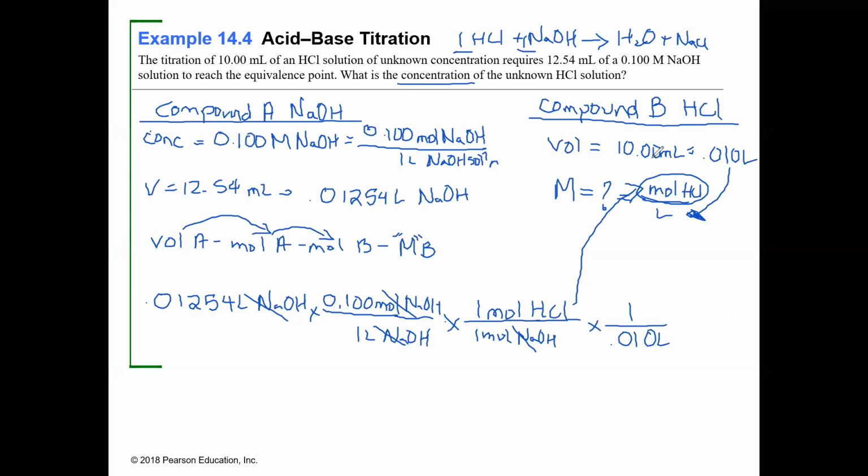So running that through our calculator, 0.01254 times 0.100 divided by 0.01 gives us a molarity of 0.125 moles per liter of your HCl.